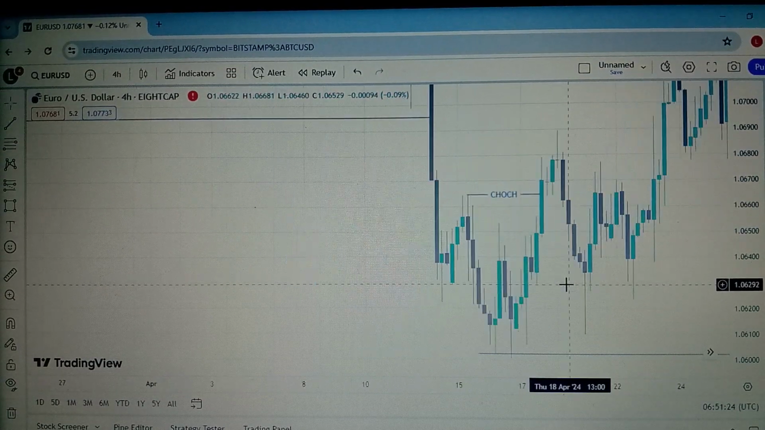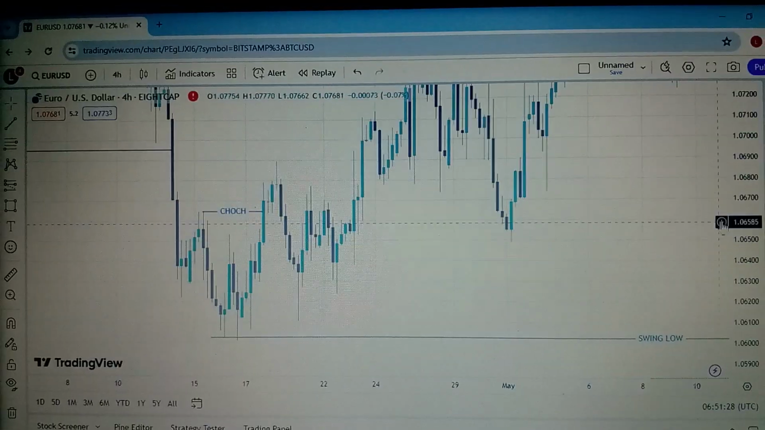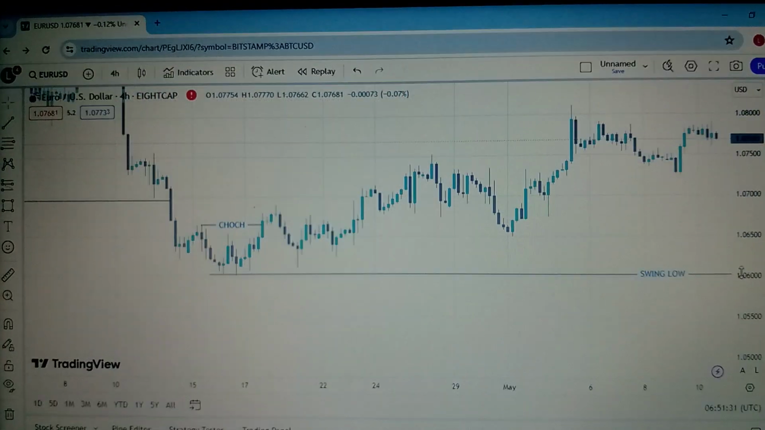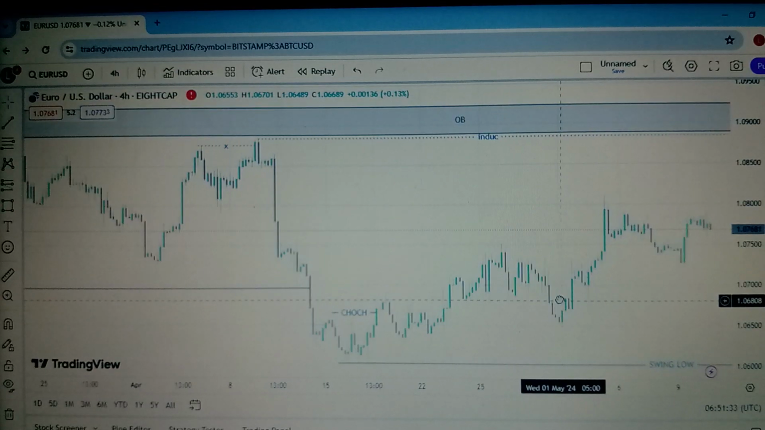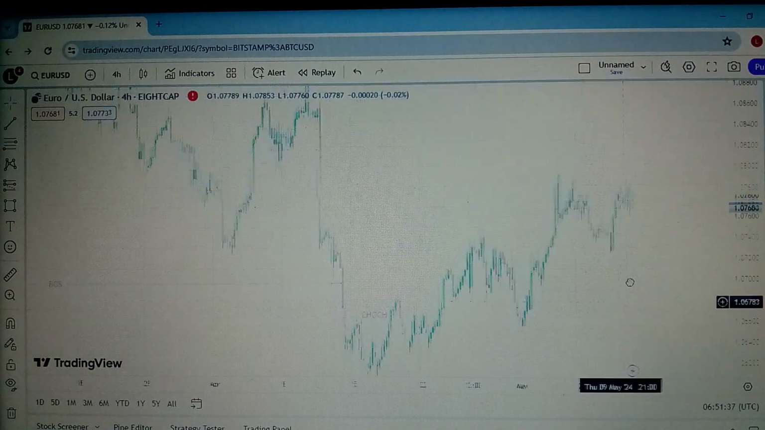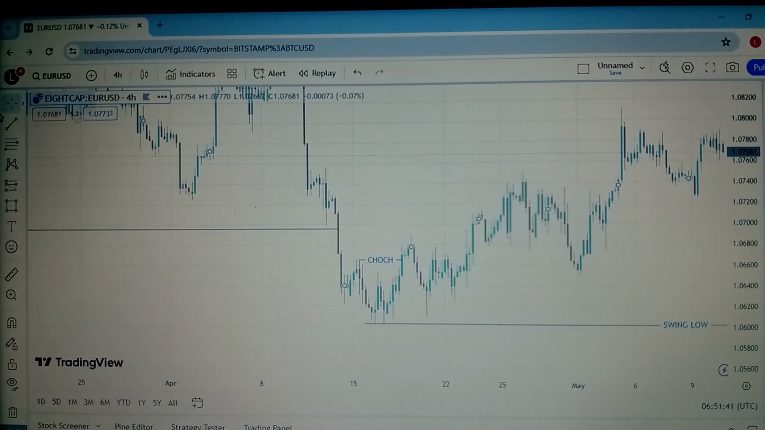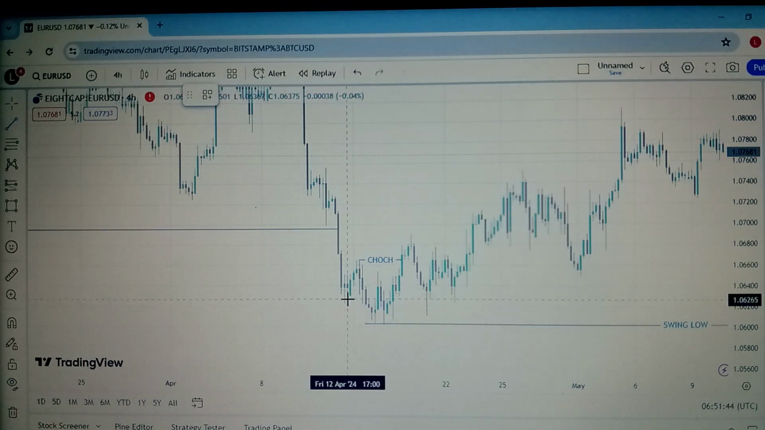So let me just zoom in. So we had a break of structure. Yeah, we had a break of structure right here.